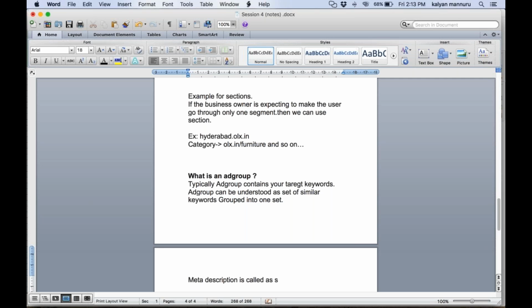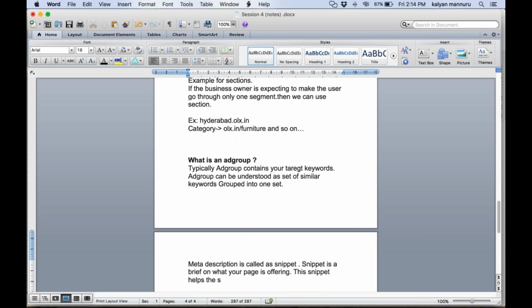Meta description is called a snippet. So what is a snippet? A snippet is a brief on what your page is offering. What your page is offering.